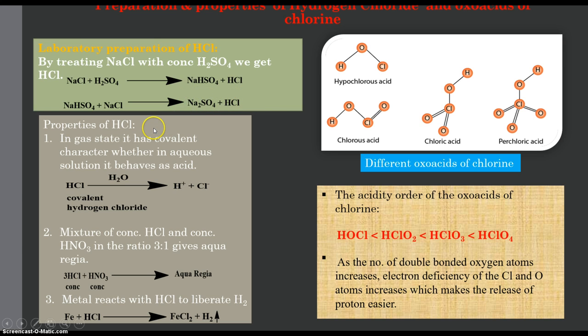Now, what are the properties of HCl? In the gas state it has covalent nature, whereas in aqueous solution it behaves as an acid. Hydrogen chloride is a covalent compound in the gas state. When hydrogen chloride is taken in water, then in the presence of water the hydrogen cation and chloride anion separate as H plus and Cl minus. Then we can say hydrogen chloride acts as an acid, called hydrochloric acid.